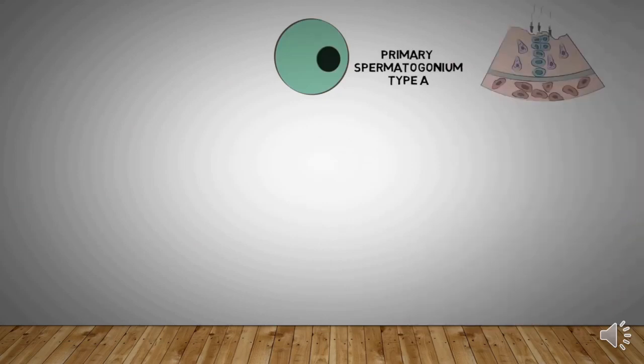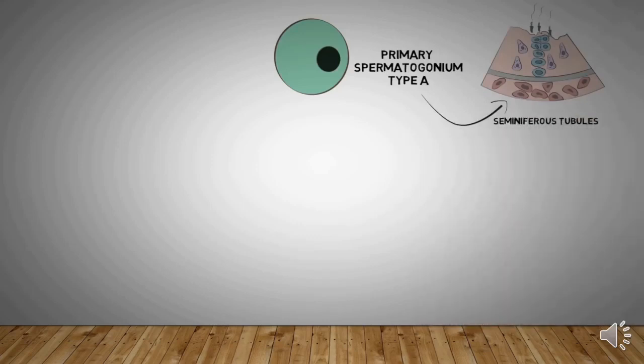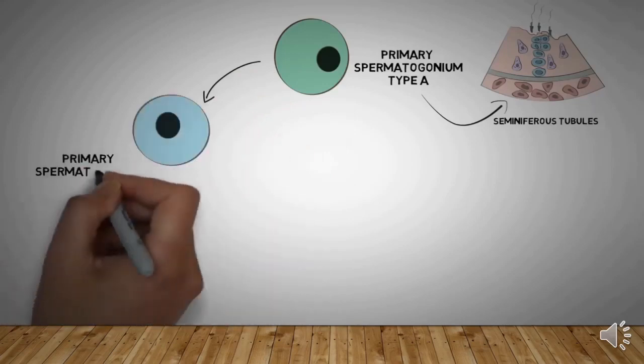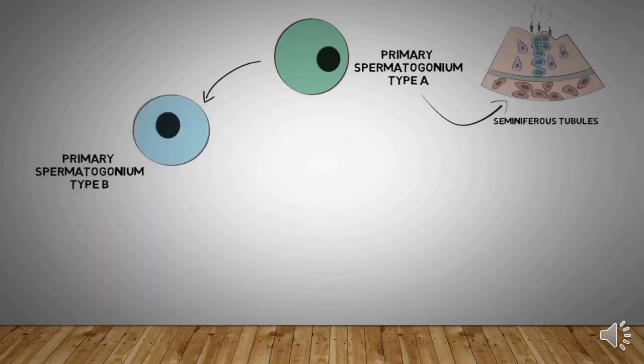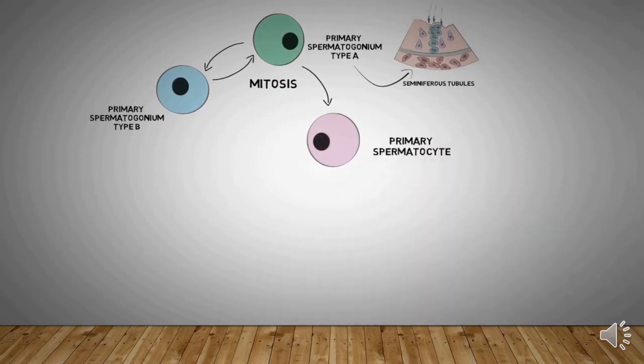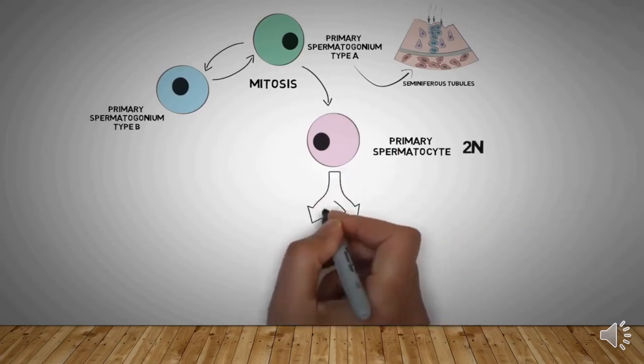We start with the primary germ cells known as the primary spermatogonium type A, which are found in the wall of the seminiferous tubules. The main job of primary spermatogonium type A is to divide into 2 types of cells. The first is the type B primary spermatogonium. The type B spermatogonium auto-reproduce and maintain the number of the primary spermatogonium type A. The first division in the series of spermatogenesis is a mitosis, which gives rise to an intermediate stage known as the primary spermatocyte. The primary spermatocytes are diploid cells maintaining the number of chromosomes.